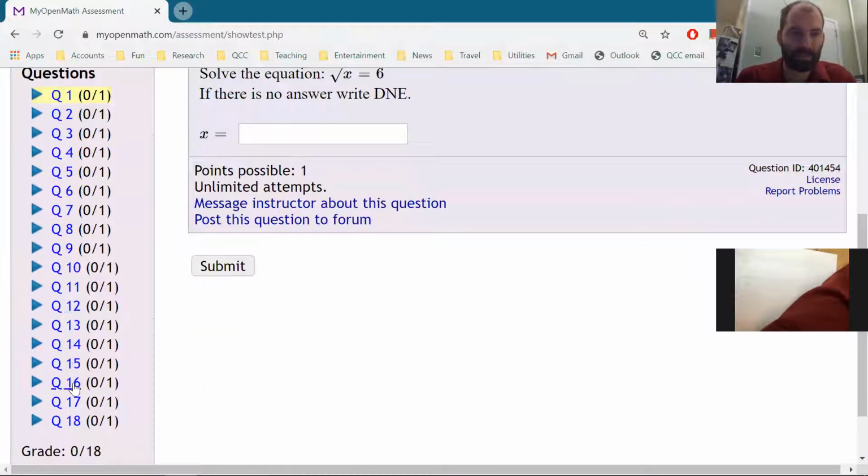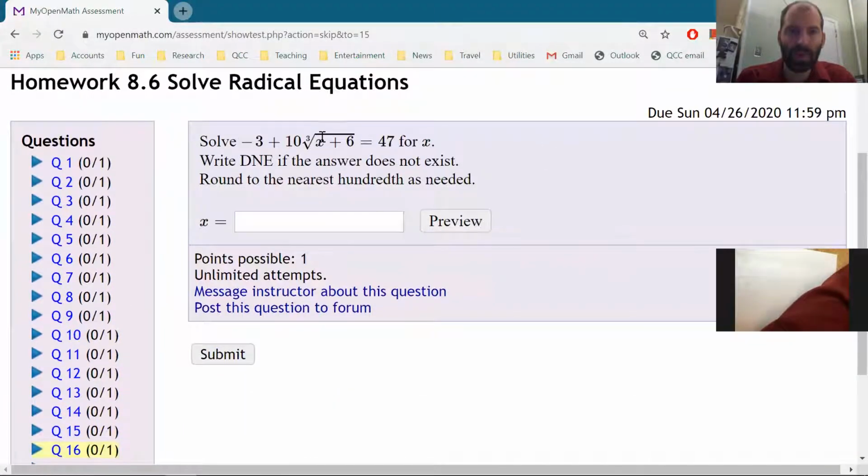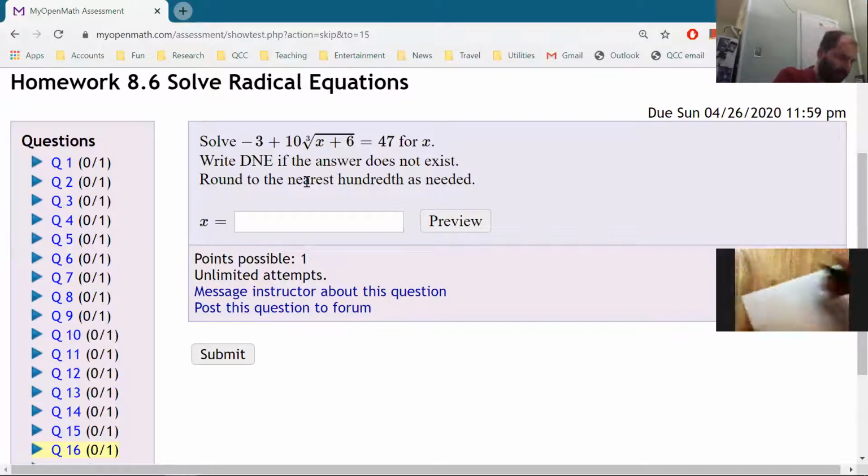Okay, number 16. Here we have a problem where we have to solve an equation involving a radical, and if the answer doesn't exist, we just write does not exist. Okay. I think this is what we talked about last week, before the last class. So here we have to solve this equation. Let me write it down, and then we can look at it by hand.